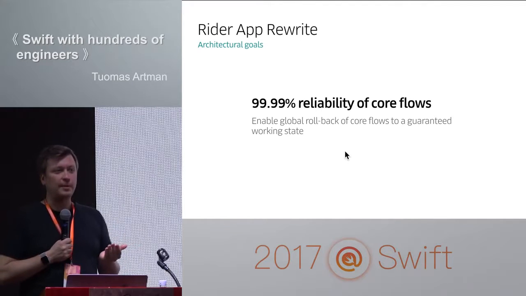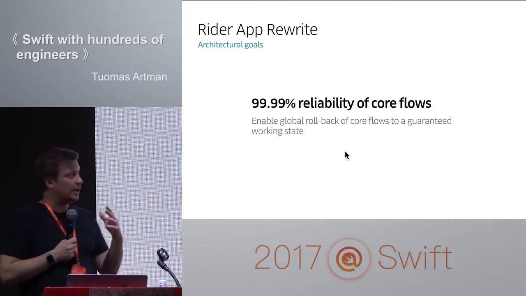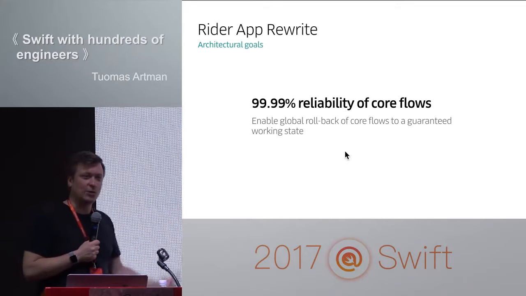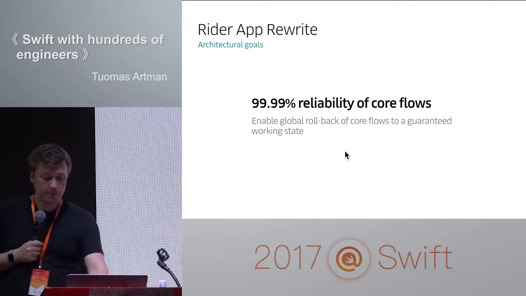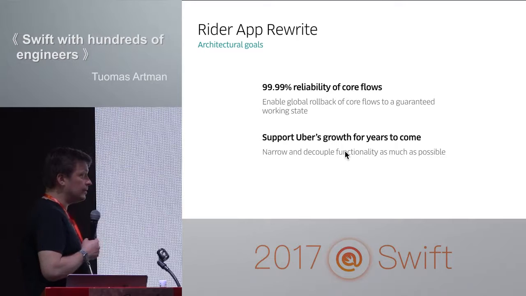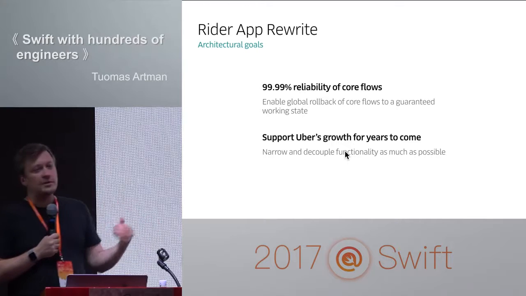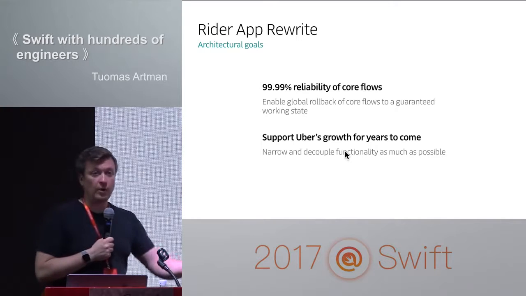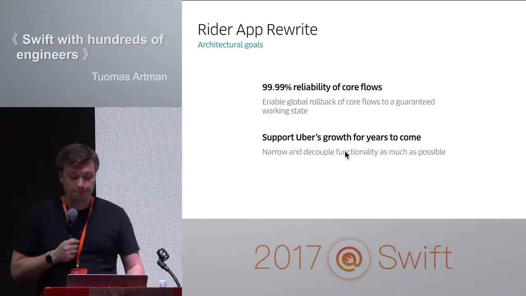I don't know about your numbers, but in previous companies I've heard that the crash free rate usually is at maybe 99%, or 99.2 or 99.3, but never in this range of 3 or 4 nines. So this was a huge goal for us. The second one is, well, we want to support Uber's growth for years to come. We want to ensure that when we write something, we don't have to go back 2 years from now, 3 years from now, and do it all over again. We wanted to make sure that we lay something on the floor as a basis, and we can build on top of that for years to come.